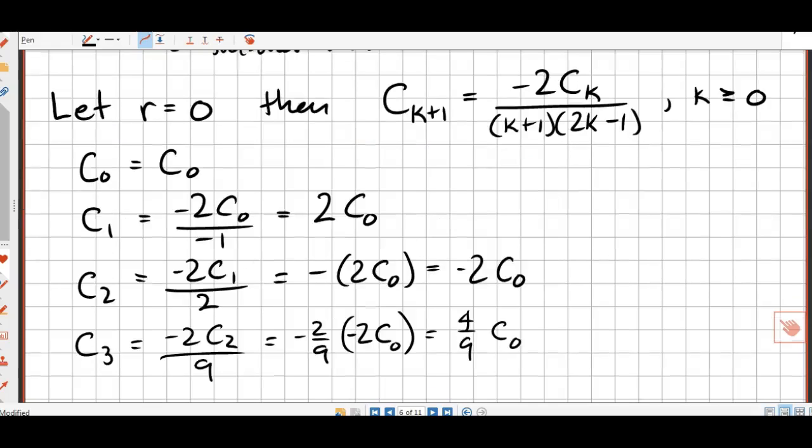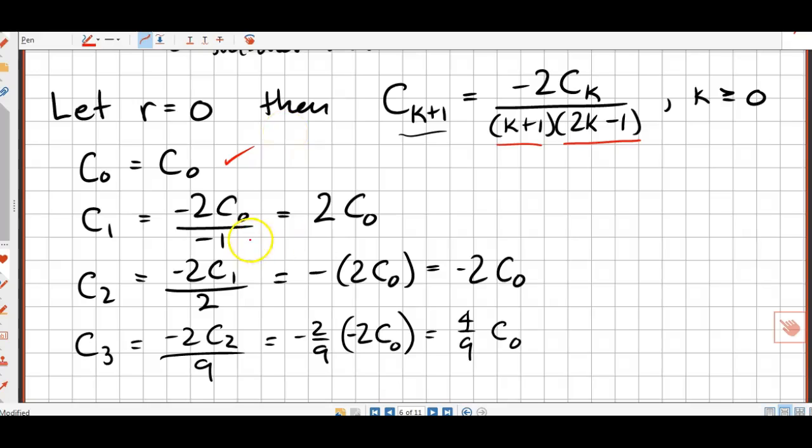So if we let r equal 0, then we've got that c sub k plus 1 is going to equal -2 times c sub k, all divided by k plus 1 times the quantity 2k minus 1. So now we're going to just plug some values in. We have that c sub 0 is just c sub 0. We don't have any sense of what that value is going to be.